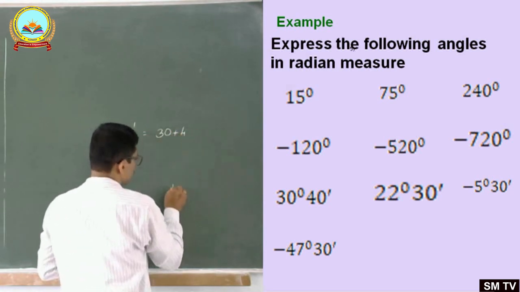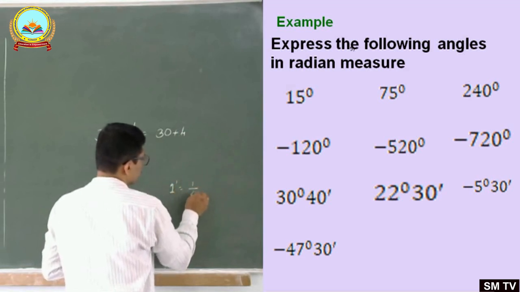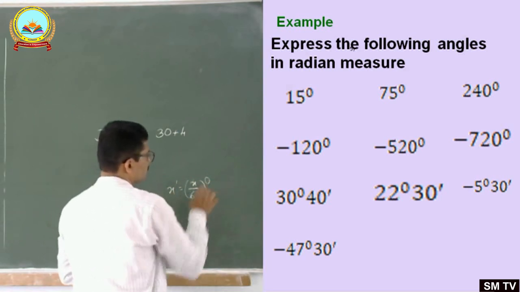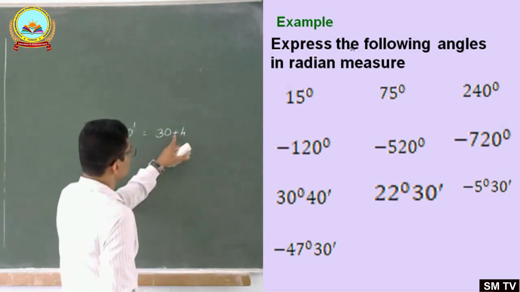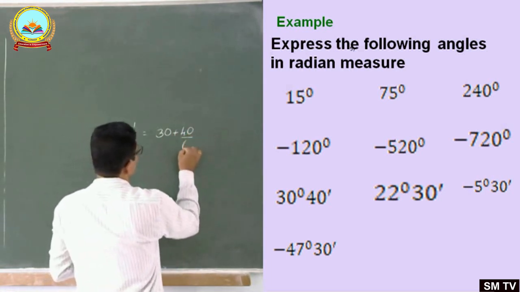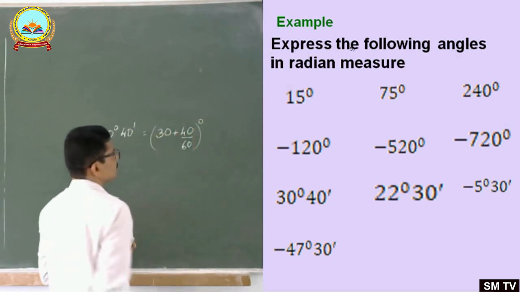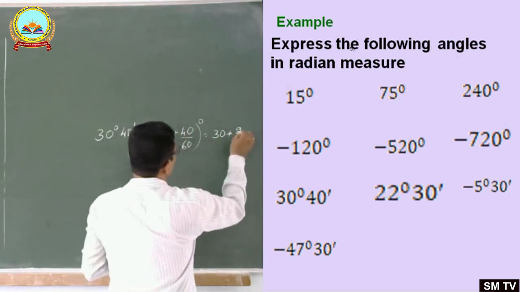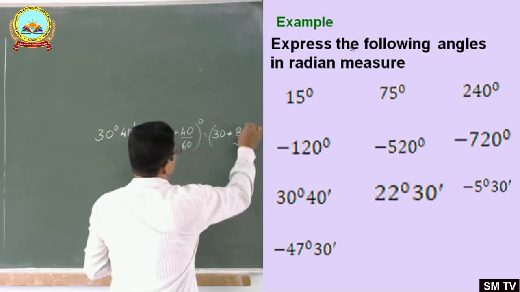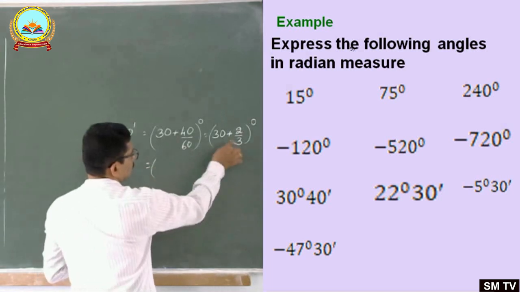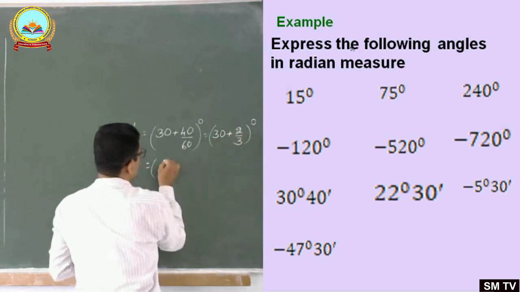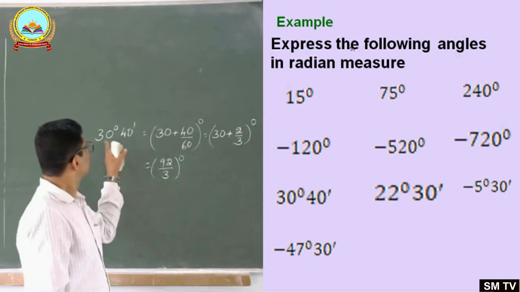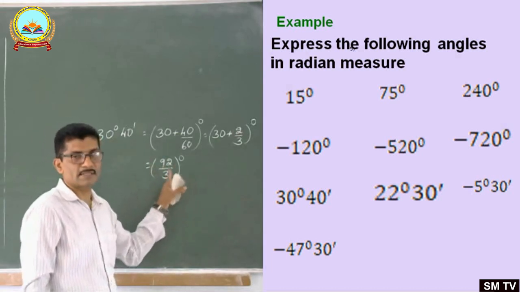Here you know that 1 minute means 1 divided by 60th of a degree. Therefore x minutes can be written as x divided by 60 degree. So this is plus 40 divided by 60th degree. It is clear? Its value is equal to 30 plus 2 by 3 degree. That is 3 into 30 is 90, 90 plus 2 is 92 divided by 3 degree. So 30 degree 40 minutes means 92 divided by 3 degree.